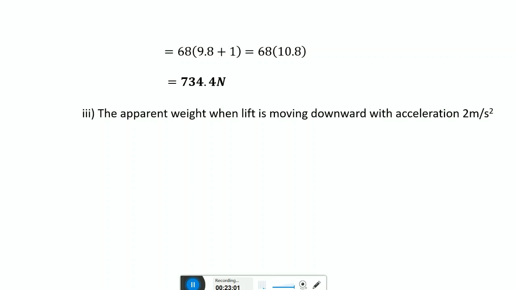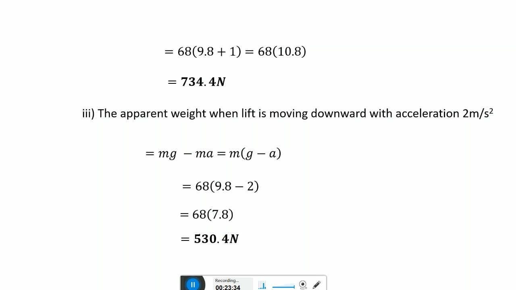And third is the apparent weight when lift is moving downward. Means here downward force will be larger than upward force. Acceleration is given 2 meter per second square. So the equation will be mg minus ma. Taking m common, we get m into g minus a. Again value of m is 68, value of g is 9.8 and a is equal to 2 meter per second square, which is equal to 68 into 7.8 or 530.4 Newton.